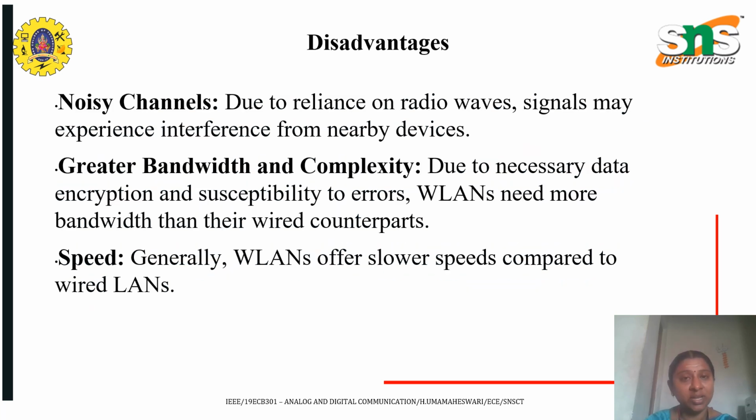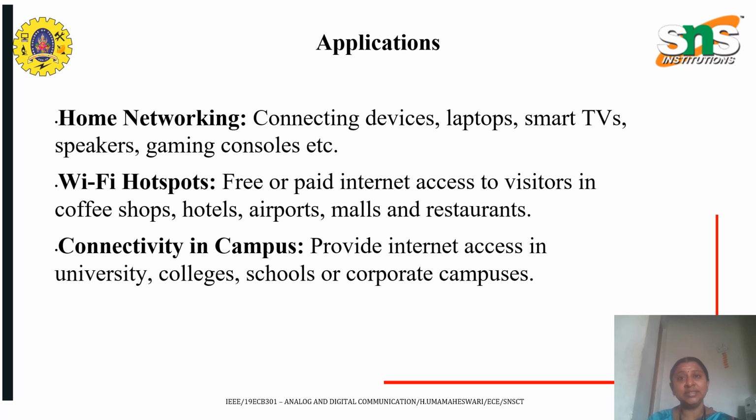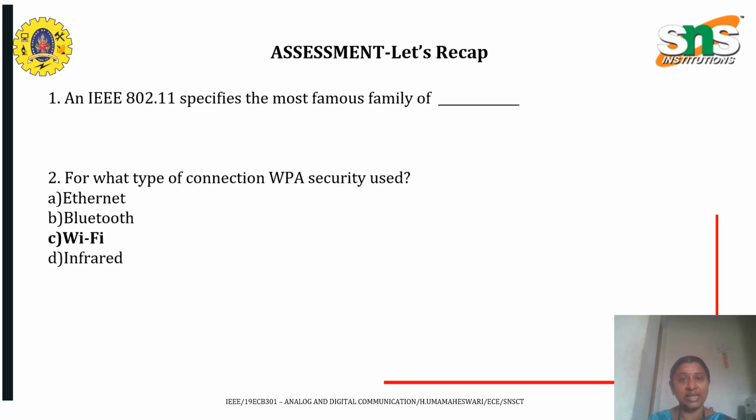The main disadvantages are noisy channels, greater bandwidth and complexity, and the speed is also slow. The main applications of this IEEE standard are home networking, Wi-Fi hotspots, and connectivity in various campuses. For assessment: IEEE specifies the most famous family of Wi-Fi. What type of connection WPA security is used in Wi-Fi?